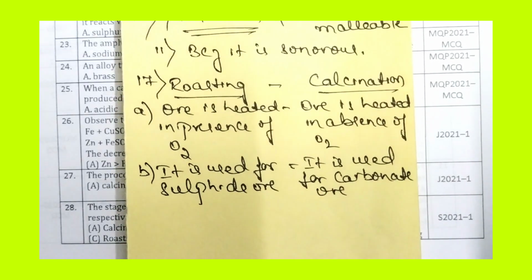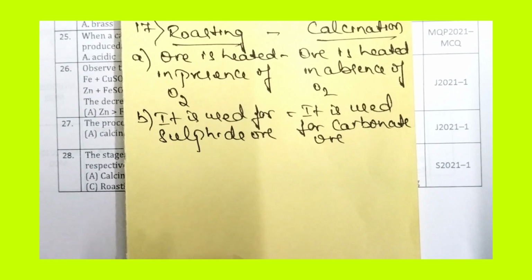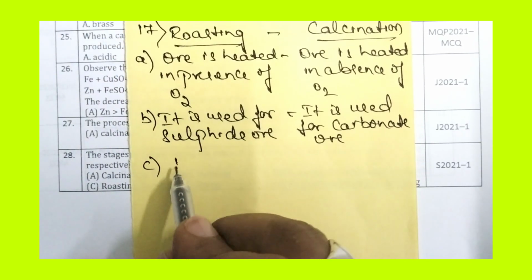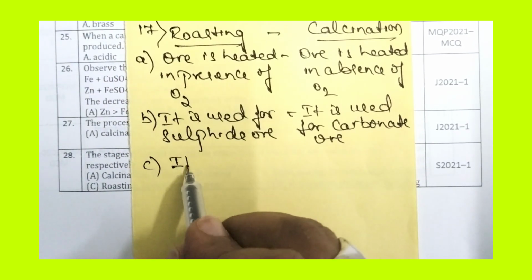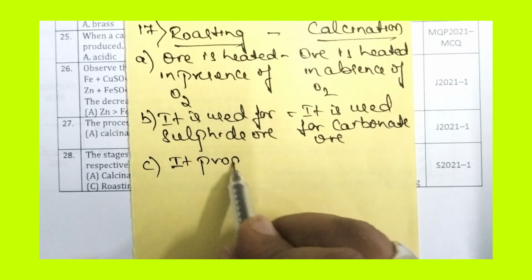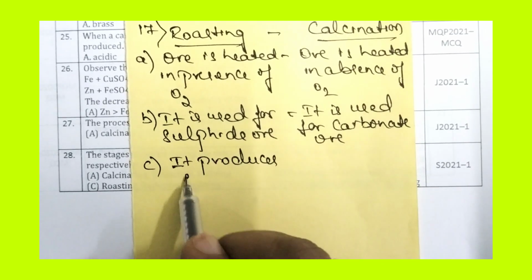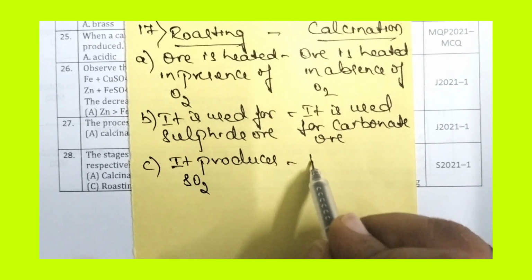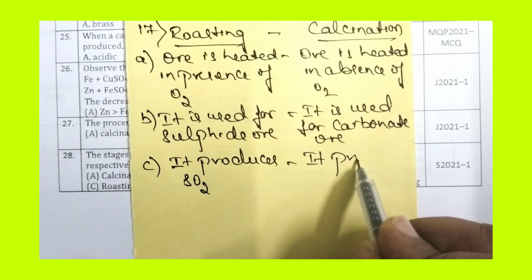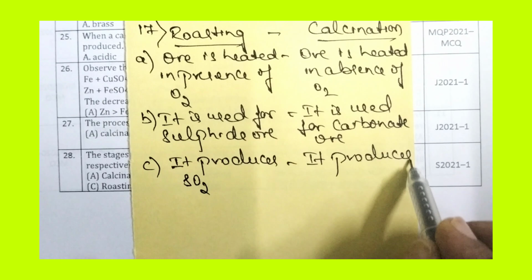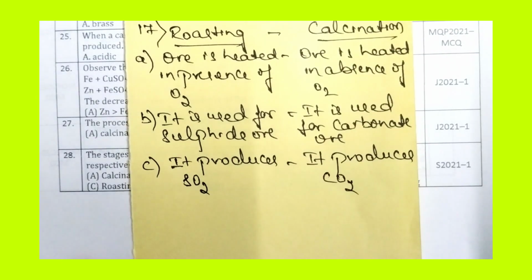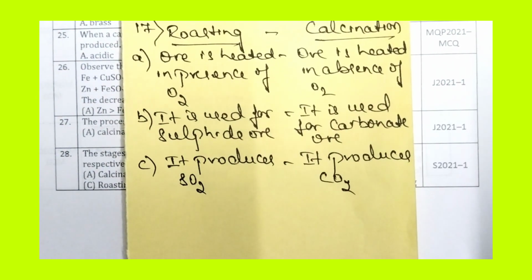This is the second difference between roasting and calcination. The third difference is that roasting produces sulfur dioxide and calcination produces carbon dioxide. So these are the differences between roasting and calcination.